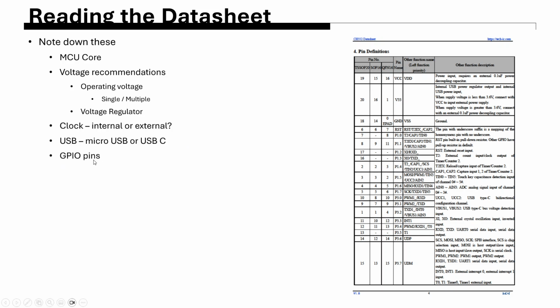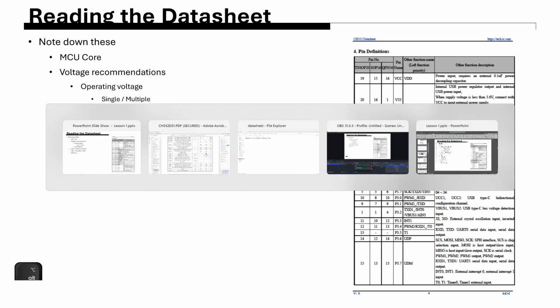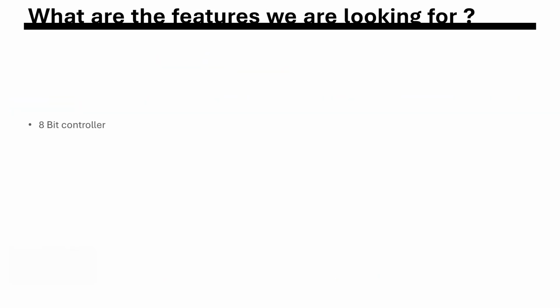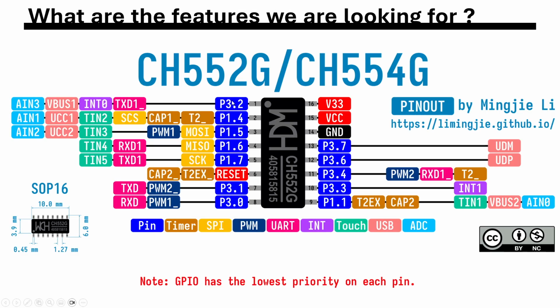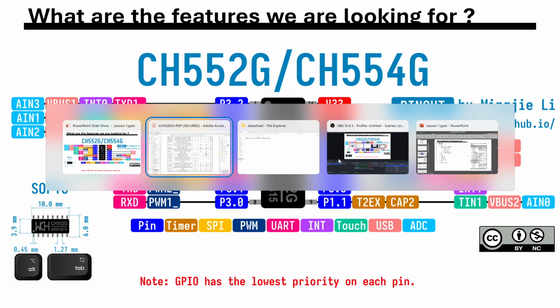GPIO pins, as we saw earlier, it has 12 GPIO pins, but 10 of them, let me go back and show it to you guys. Just here we have 1 2 3 4 5 6 7 8 9 10 11 12 GPIO pins, out of which 2 are recommended for USB connections. So practically we can use any time 10 GPIO pins.